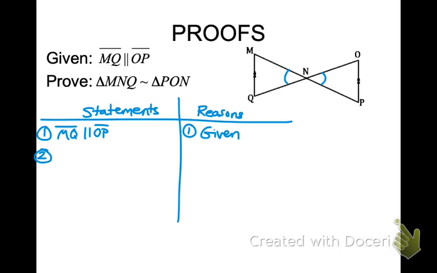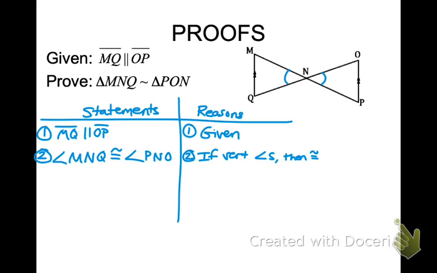What do we want to do on the left there? I'm going to go MNQ. So angle MNQ is congruent to, what will be the next 3 letters? PNO. If vertical angles, then congruent. Okay. Here we have parallel lines again. I'm not going to have corresponding angles congruent, but we will have alternate interiors.